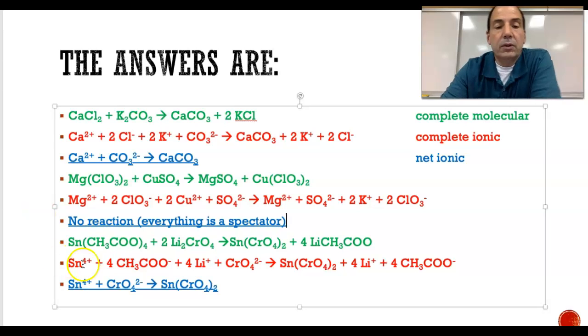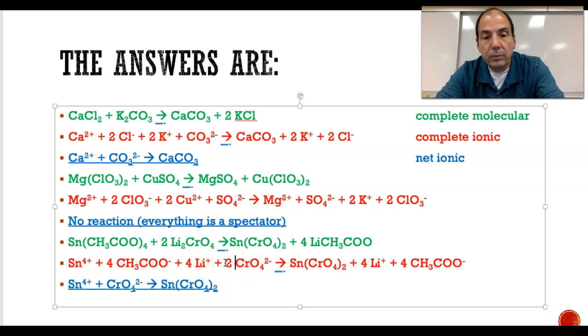All right, and the last one, tin 4 acetate. You could write acetate C2H3O2 if you like, plus lithium chromate yields tin 4 chromate plus lithium acetate. Acetates are soluble, so we get a tin ion and 4 acetates. Lithium compounds are always soluble, so we get 4 lithiums and 2 chromates. You nearly got me. All right.